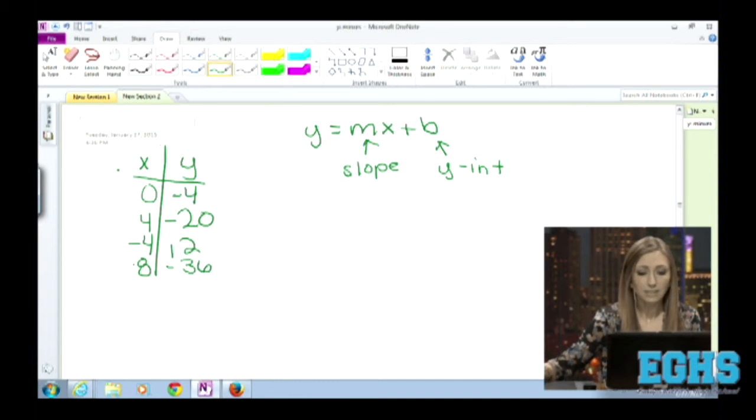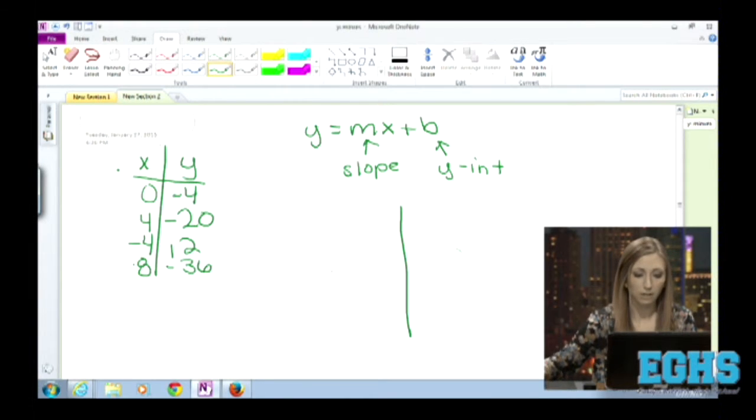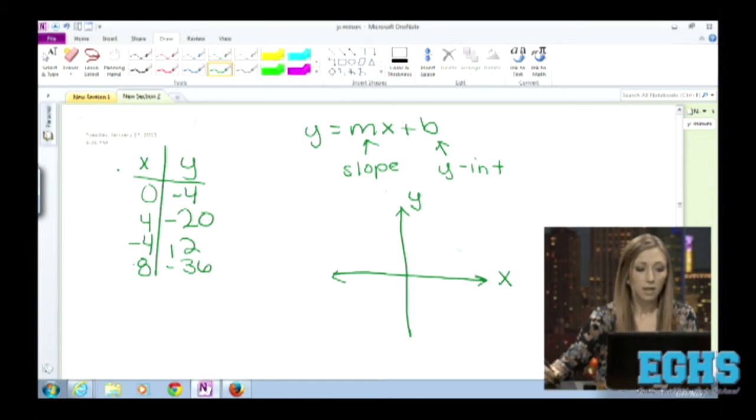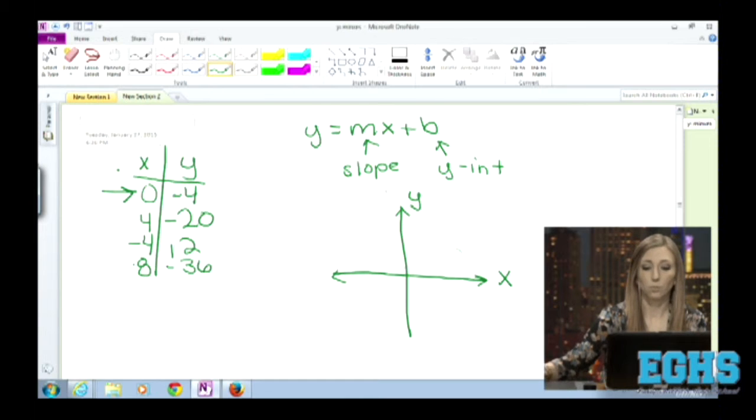So the easy one is the y-intercept. The y-intercept is always going to be, and I'm going to draw, it's going to be kind of ugly, and I apologize, but with a graph, so this is your x-axis, this is your y-axis, where your x value is 0, your y value is going to be that y-intercept.